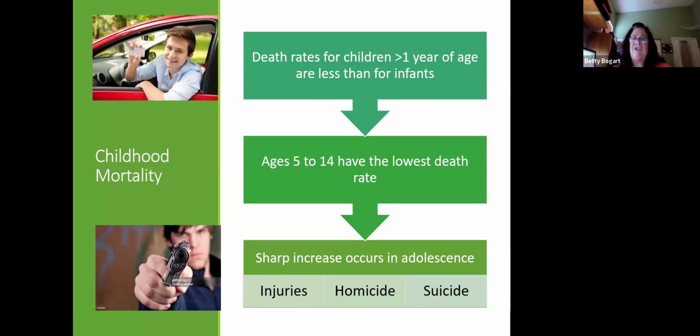It looks like the school age children, 5 to 14, 6 to 12 is the number, but it's right around that school age, have the lowest death rate. You know, school age children want to please. So they don't want to do things that are bad, all right?